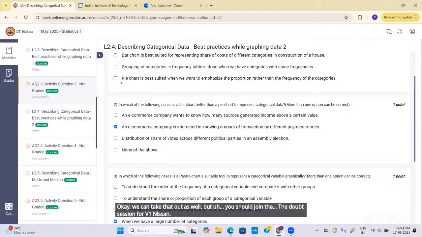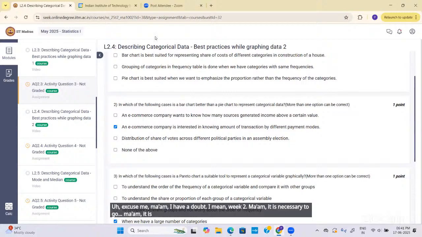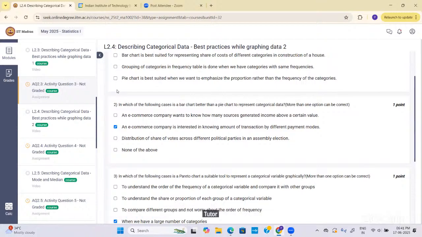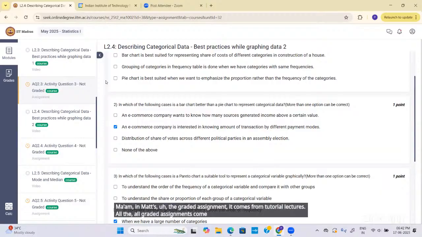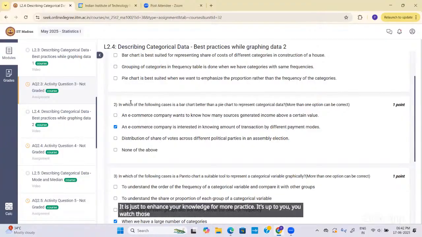Excuse me, ma'am, I have a doubt. In week 2, is it necessary to watch the tutorial lectures of week 2? It's up to you. Ma'am, in maths the graded assignment comes from the tutorial lectures. All graded assignments come from tutorial lectures. So it is just to enhance your knowledge for more practice. It's up to you whether you watch those lectures or not. Okay, ma'am.